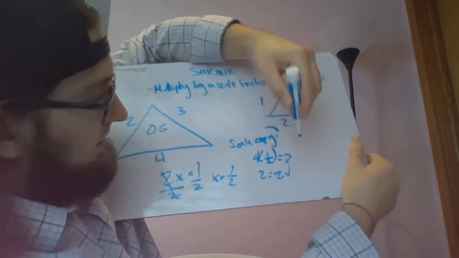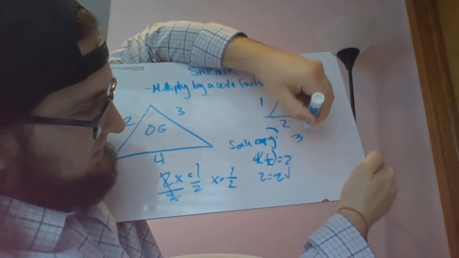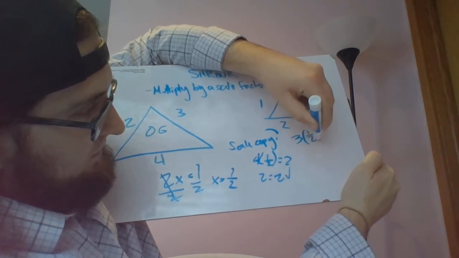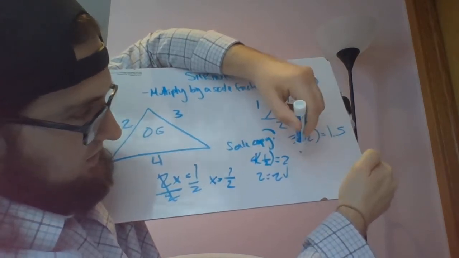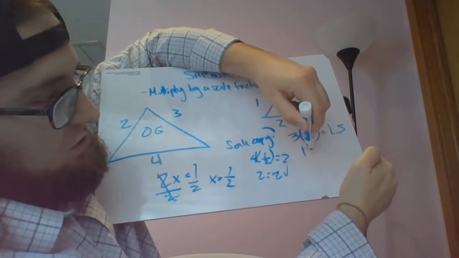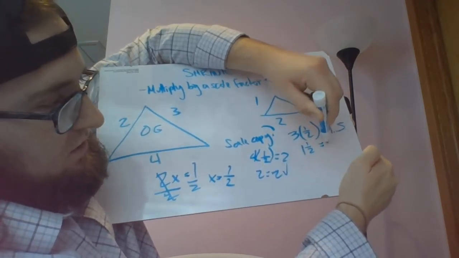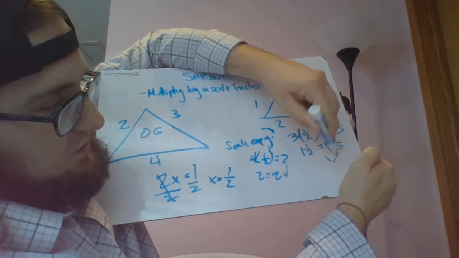It's really hard to write like this, by the way. So we've got 3 times 1/2. Does that equal 1.5? Well, what's half of 3? 1.5, or 1.5. They're the same thing. Check. Yes, it's a scale copy.